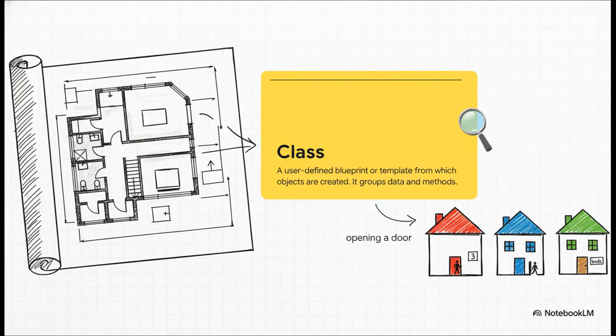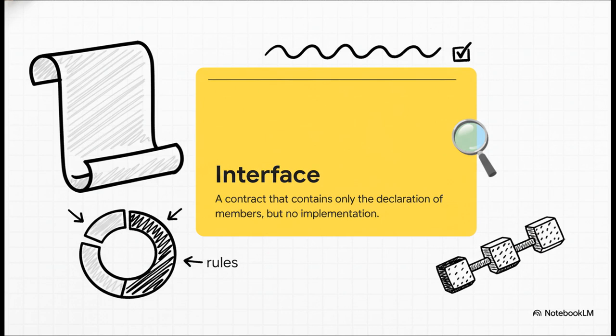The absolute best way to think about a class? It's a blueprint. Simple as that. The blueprint for a house isn't a house, right? It just defines what a house has, like rooms and doors. When you actually build the house, you're creating an object or an instance from that blueprint. Now, an interface, that's a little different. It's not a blueprint, it's more like a contract.